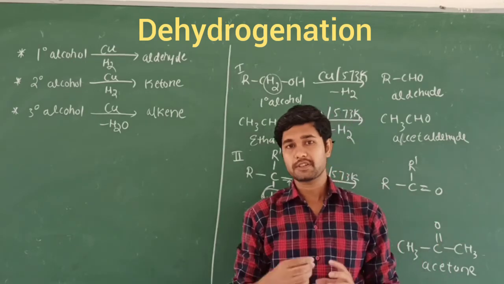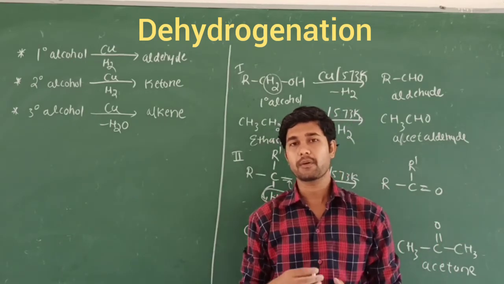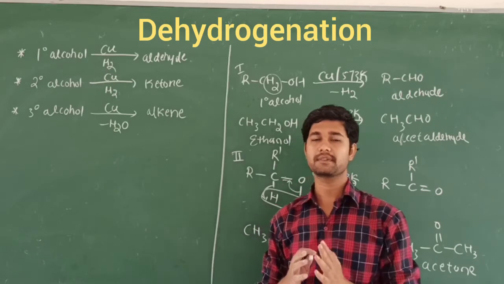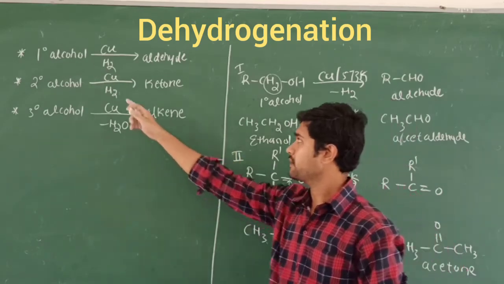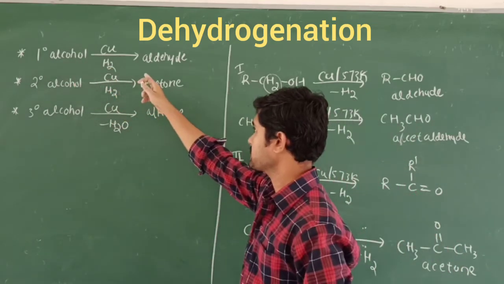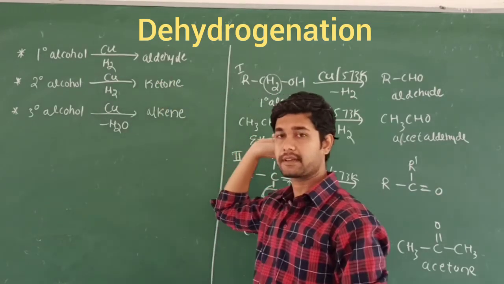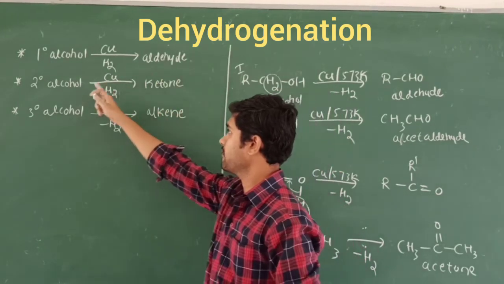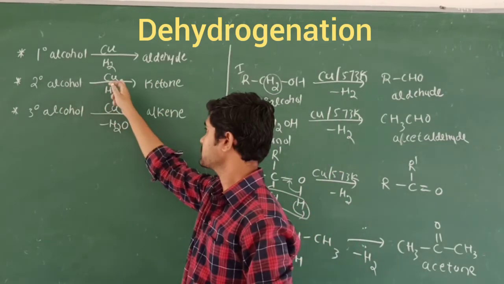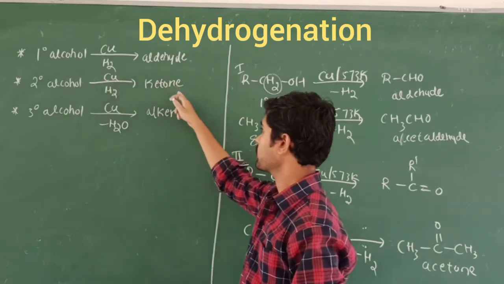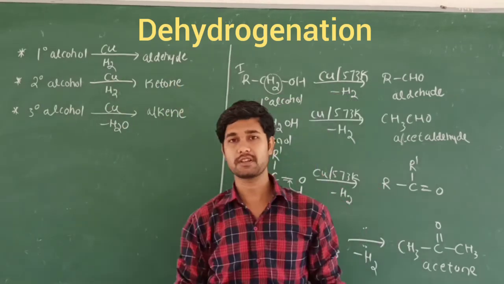So what about the tertiary alcohols? What are we going to obtain here? Let's discuss. Before this, let's summarize. Whenever a primary alcohol is under the copper catalyst at 573 Kelvin, we obtain the aldehyde, and similarly secondary alcohols under the same condition give the ketone. What about the tertiary alcohol?